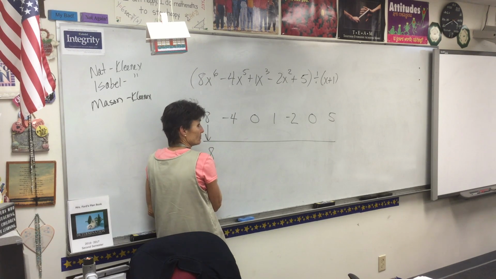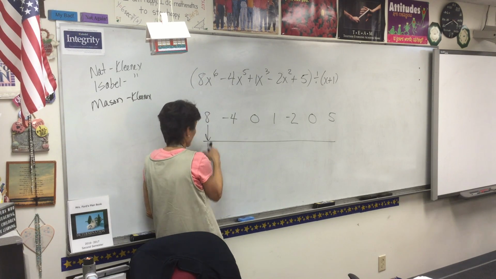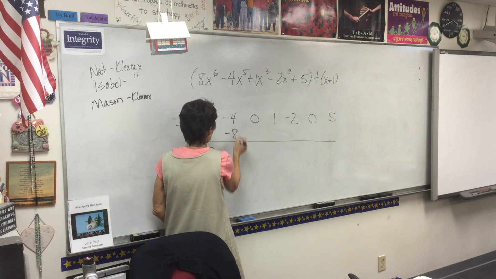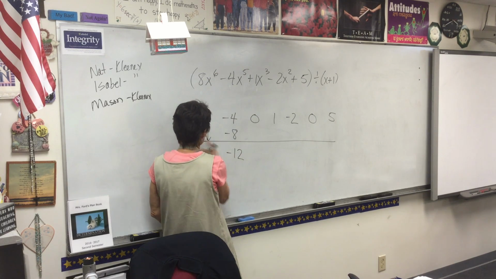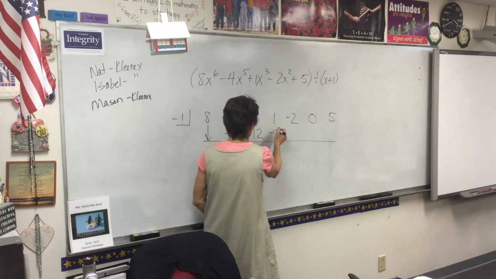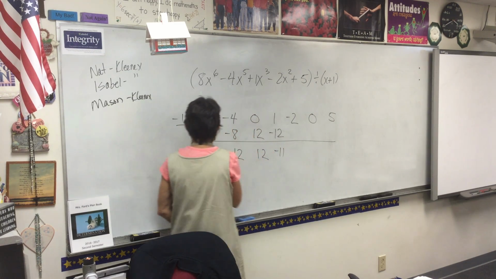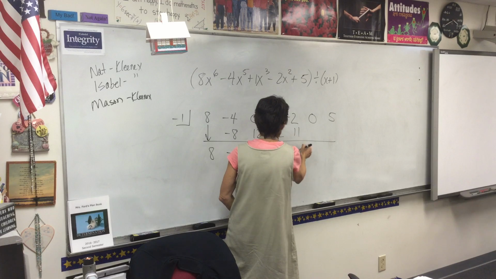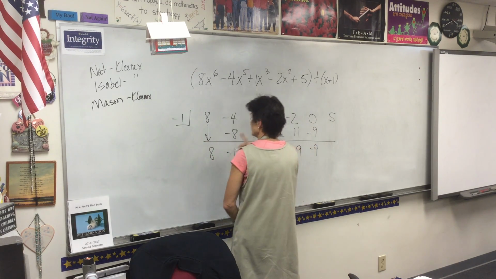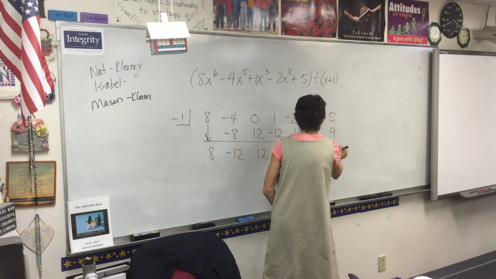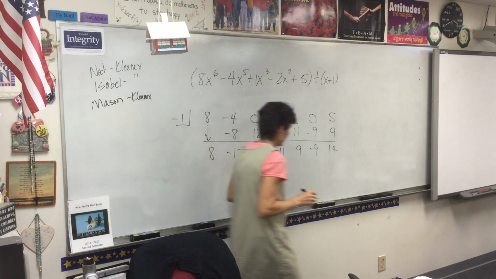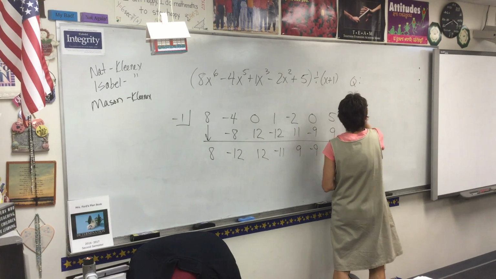Eight comes straight down. Draw that arrow to remind you, it comes straight down. So here we go. That's -8, -12. Now, I'm kind of careless on this, so I'm going to stop and see if that's what you got.